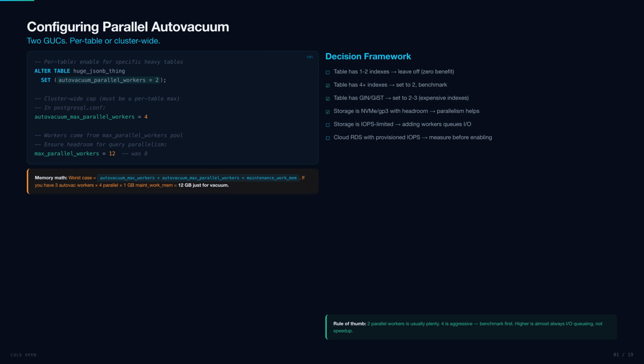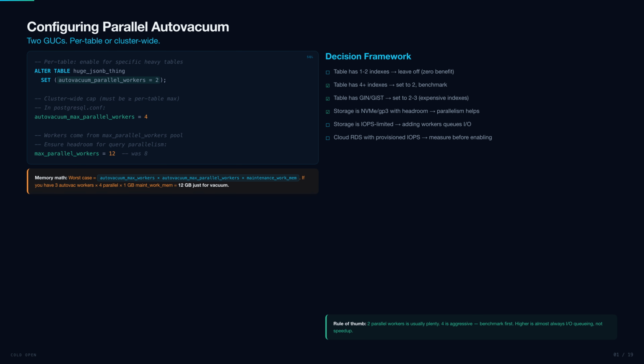2 GUCs control this. Per table: ALTER TABLE huge_json_thing SET autovacuum_parallel_workers = 2. This is the right way, enable on specific tables where you have measured long index cleanup. Cluster-wide cap, autovacuum_max_parallel_workers. Set this to at least the largest per-table value you have. Workers come from the max_parallel_workers pool. The same pool your query parallelism uses.